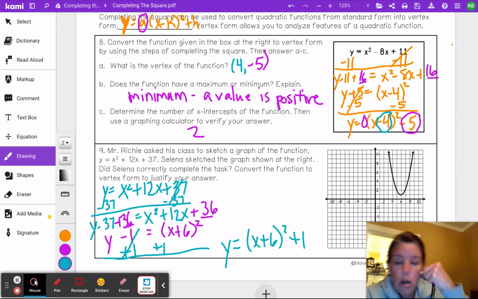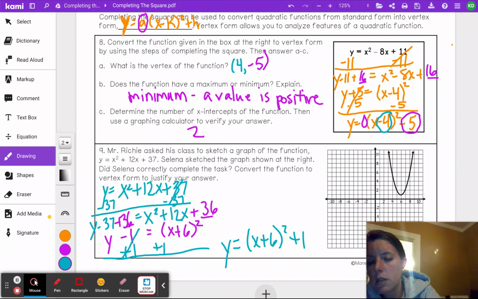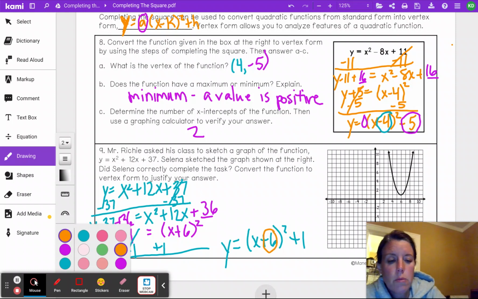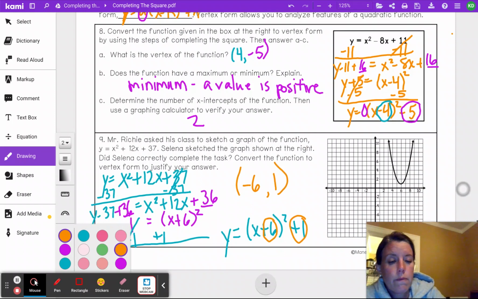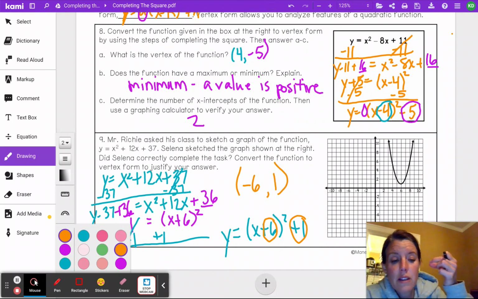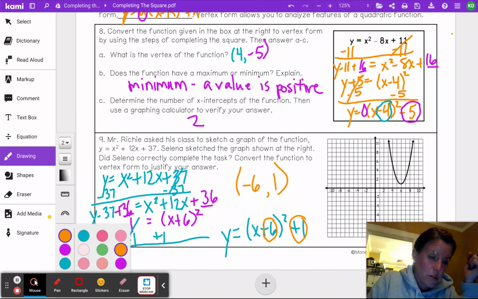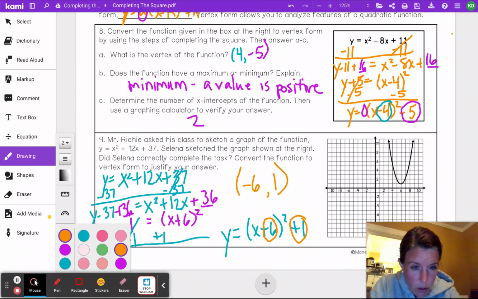All right, so our vertex of this, again, your x value is the number inside of there, but we have to change the sign. So it's negative 6, and then y value, positive 1. So let's look and see. I see what she did wrong. She plotted positive 6, positive 1. She didn't change the sign. So see, a little thing like that would make it completely wrong because it's in the wrong spot. It would be over here, negative 6, positive 1. There we go. There's your parabola.